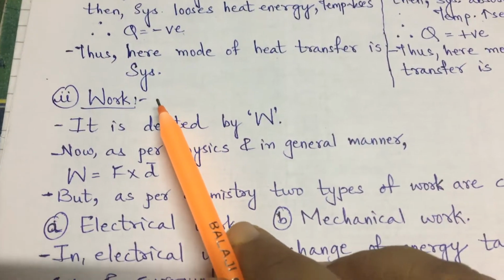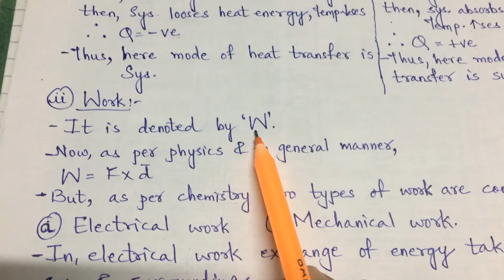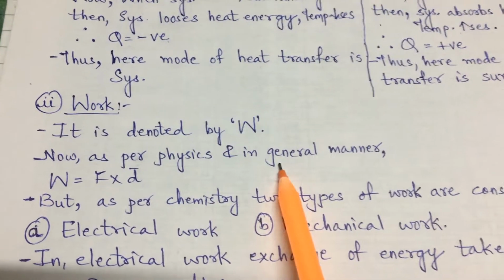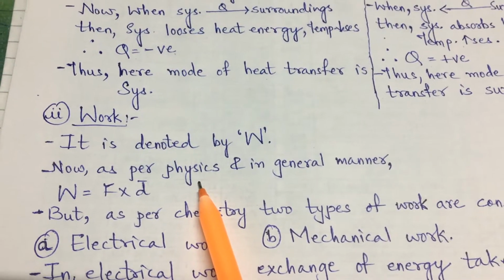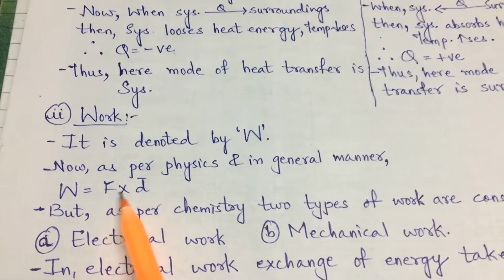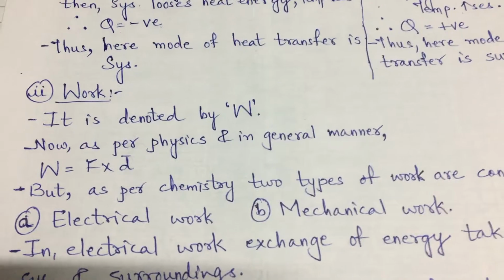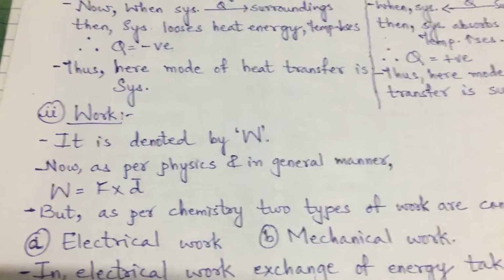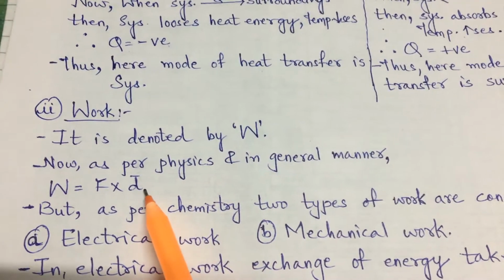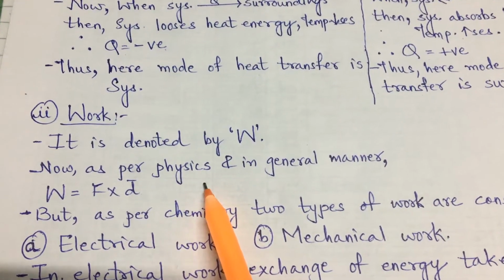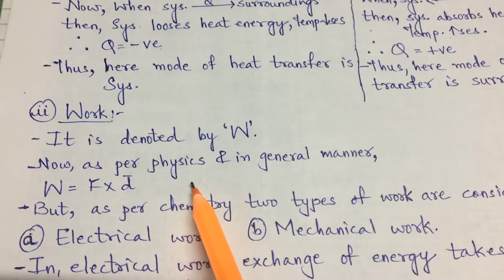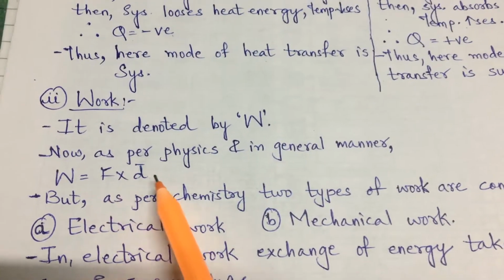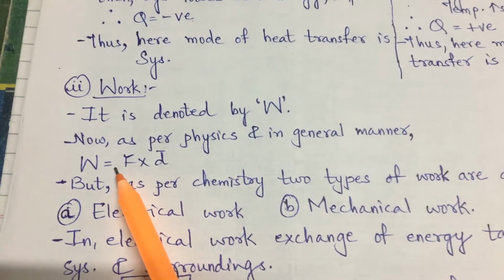The second factor is work. It is denoted by W. In a general manner, or in physics, work is force into displacement, right? Applied force into the motion of that particular substance, that is called the displacement attained by the substance or an object. So force into displacement is termed as the work.